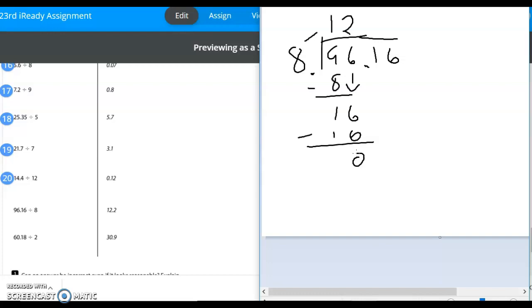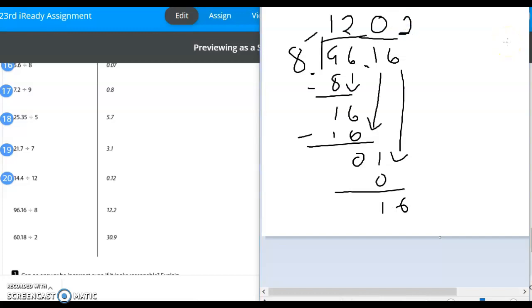I'm going to get 0. And I'm actually going to go and bring my 1 down. 8 goes into 1 0 times. So I'm going to put a 0 here. Bring that down. And I'm going to bring down my 6. And 8 goes into 16 2 times. All right, so I know 2 times 8 is 16. And I subtract and I get 0, which you can't see.